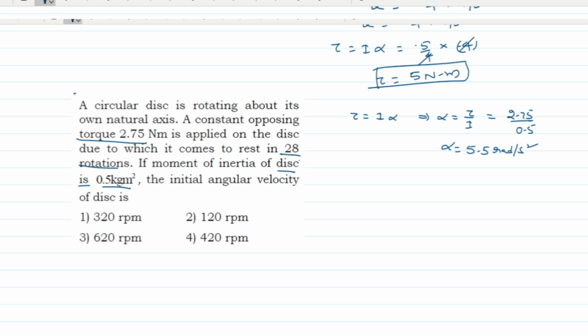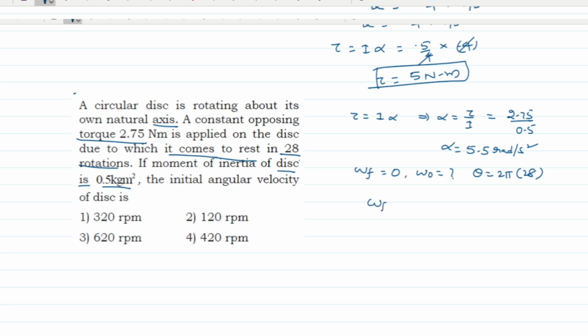So a circular disc is rotating about its natural axis. The opposing torque is applied on the disc, due to which it comes to rest. The final angular velocity will be 0. Here we need to calculate the initial angular velocity of the disc. It completes 28 rotations, so theta equals 2 pi into 28.